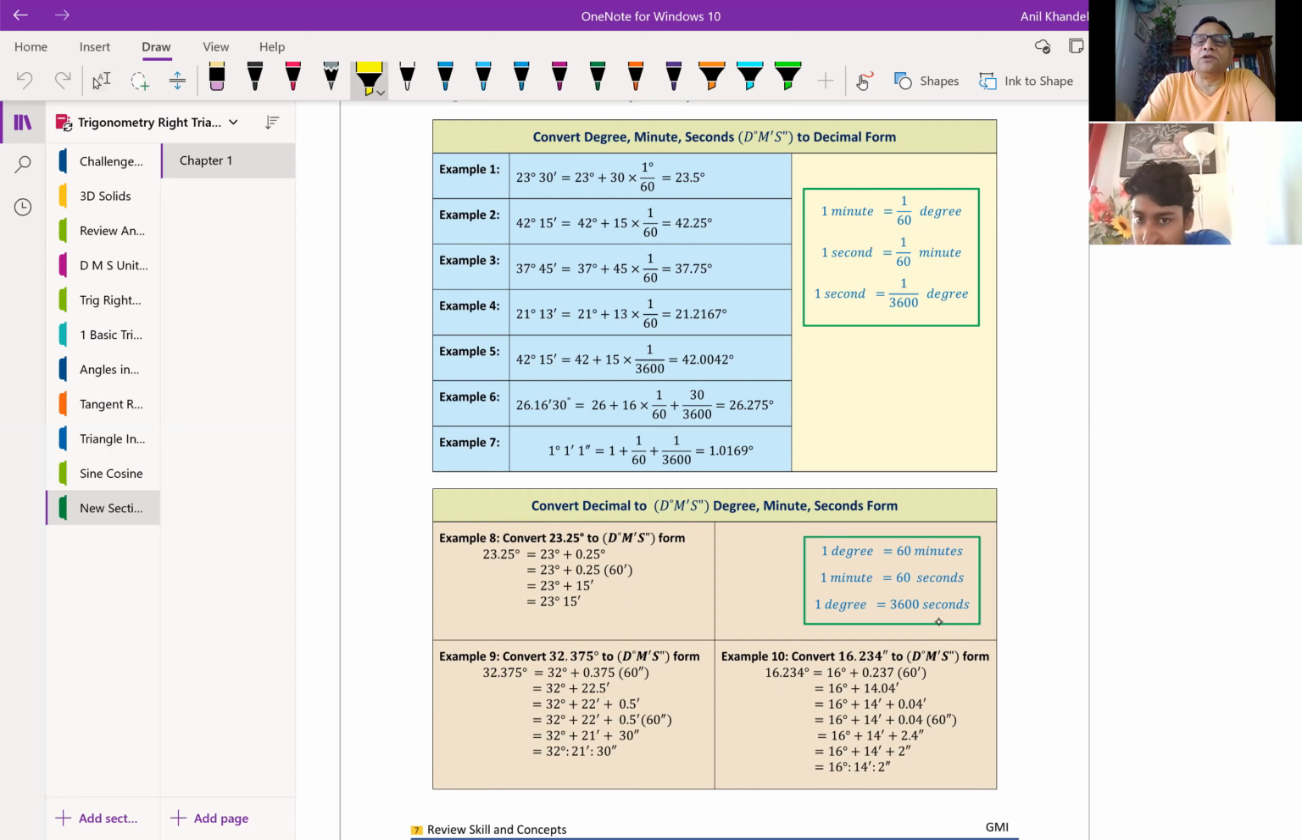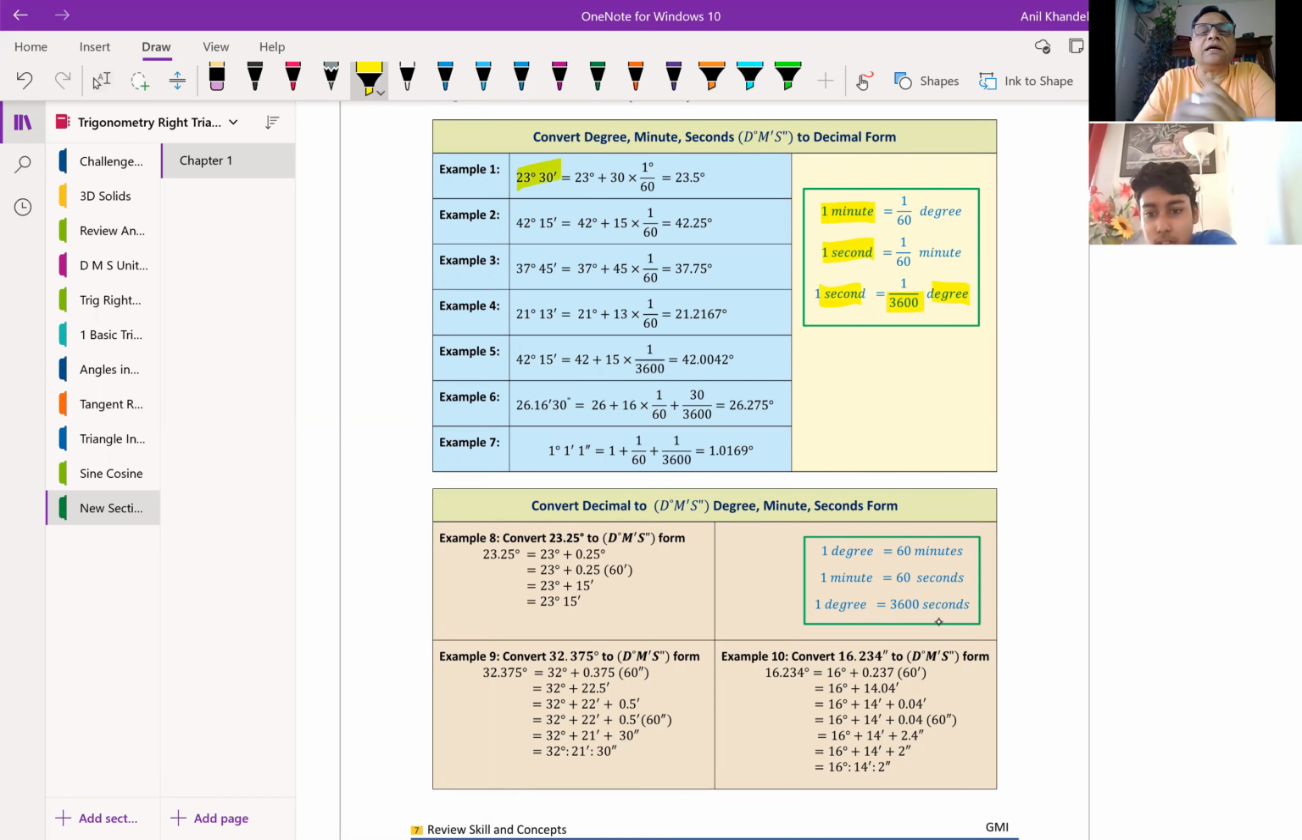So on the right, can you please read the conversion factor? 1 minute is how many degrees? 1/60th of a degree. Correct. 1 second is 1/60th of a minute, and 1 second equals 1/3600 of a degree. Correct. 60 times 60. So that becomes your conversion factor when you want to convert from minutes and seconds to degrees, right?